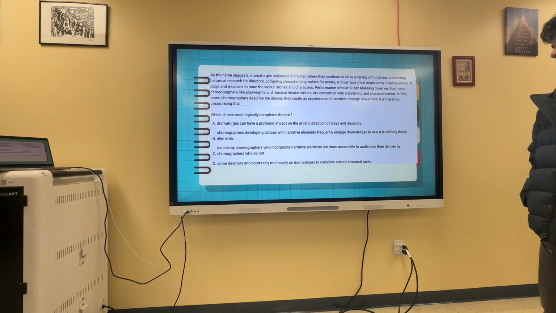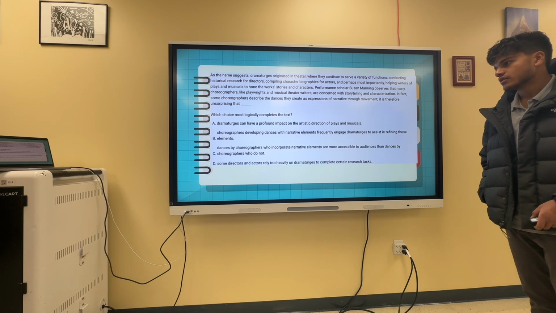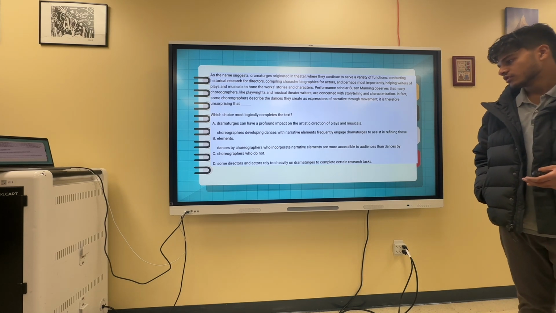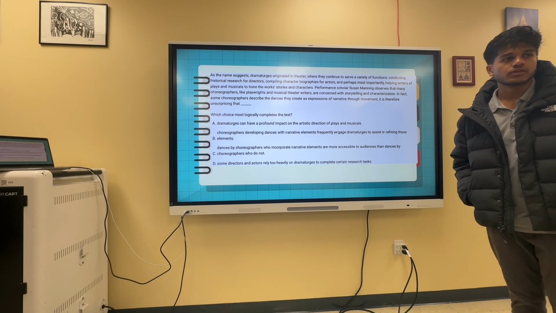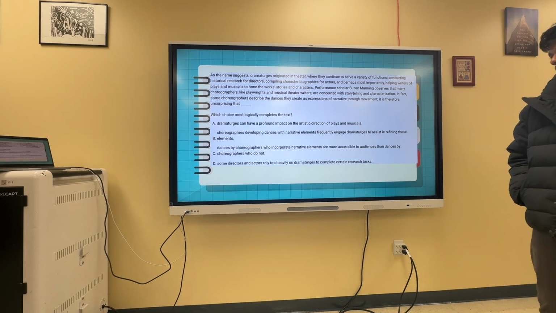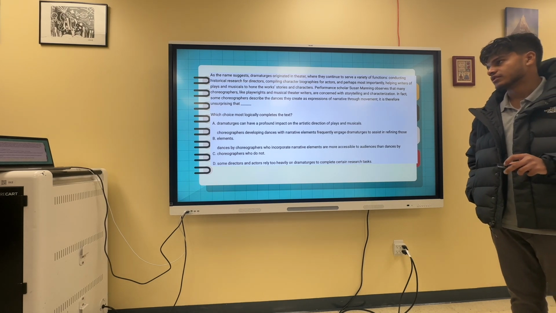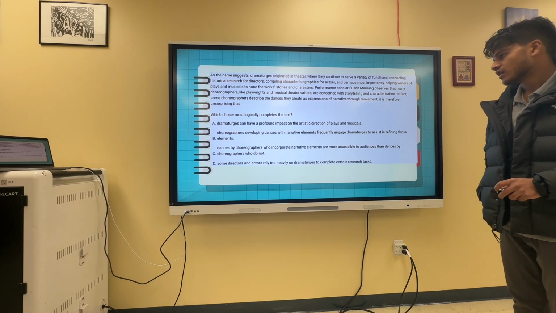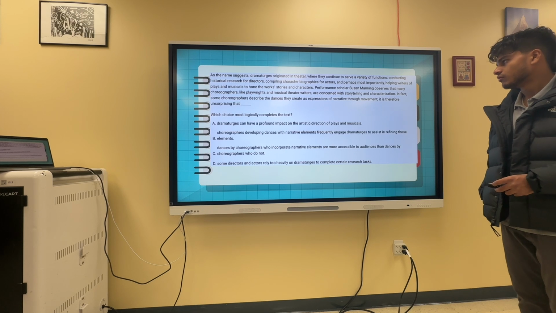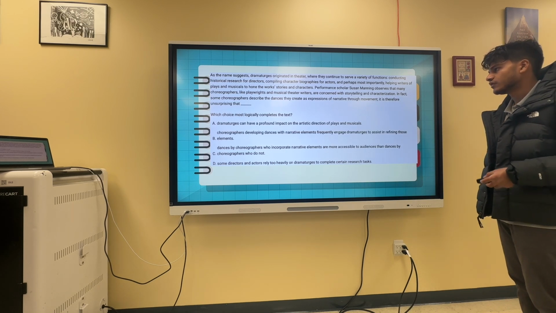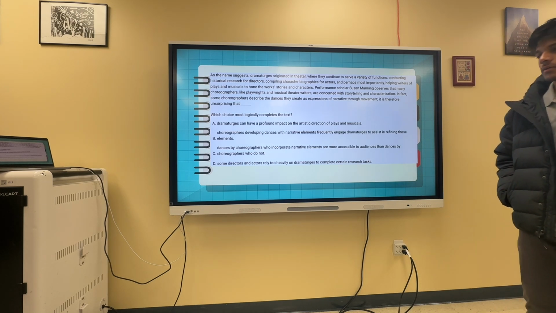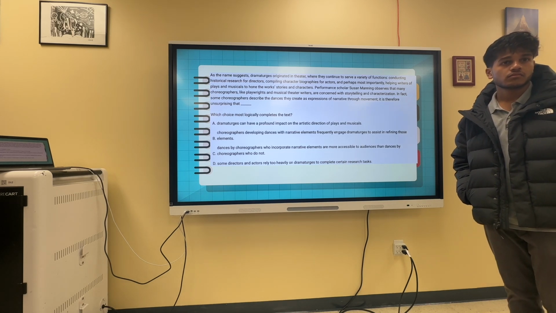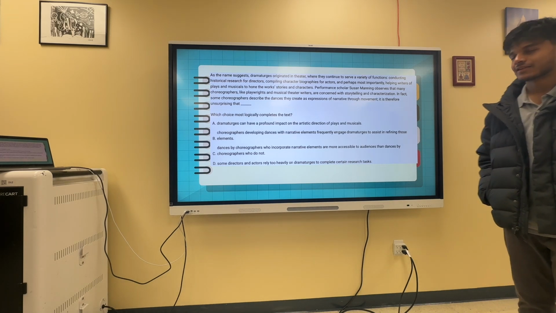And that's why A is the correct answer, because A and D are pretty similar if you think about it, because they both talk about their functions. But A is correct because it matches up with the first sentence and the last sentence, talking about having a profound impact and whether they can create expressions of narrative through movement. Okay, do you guys understand why A is the correct answer? You don't understand? Okay, great.